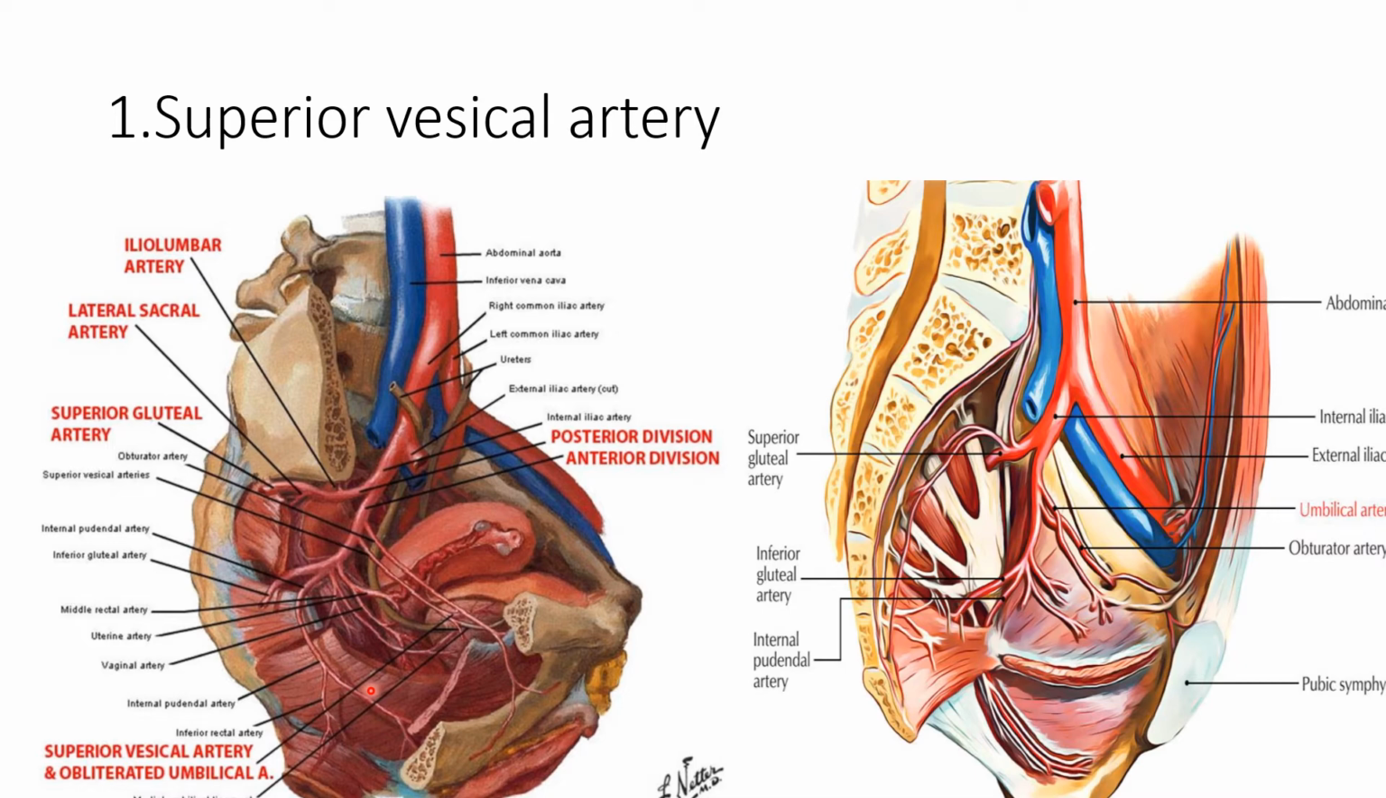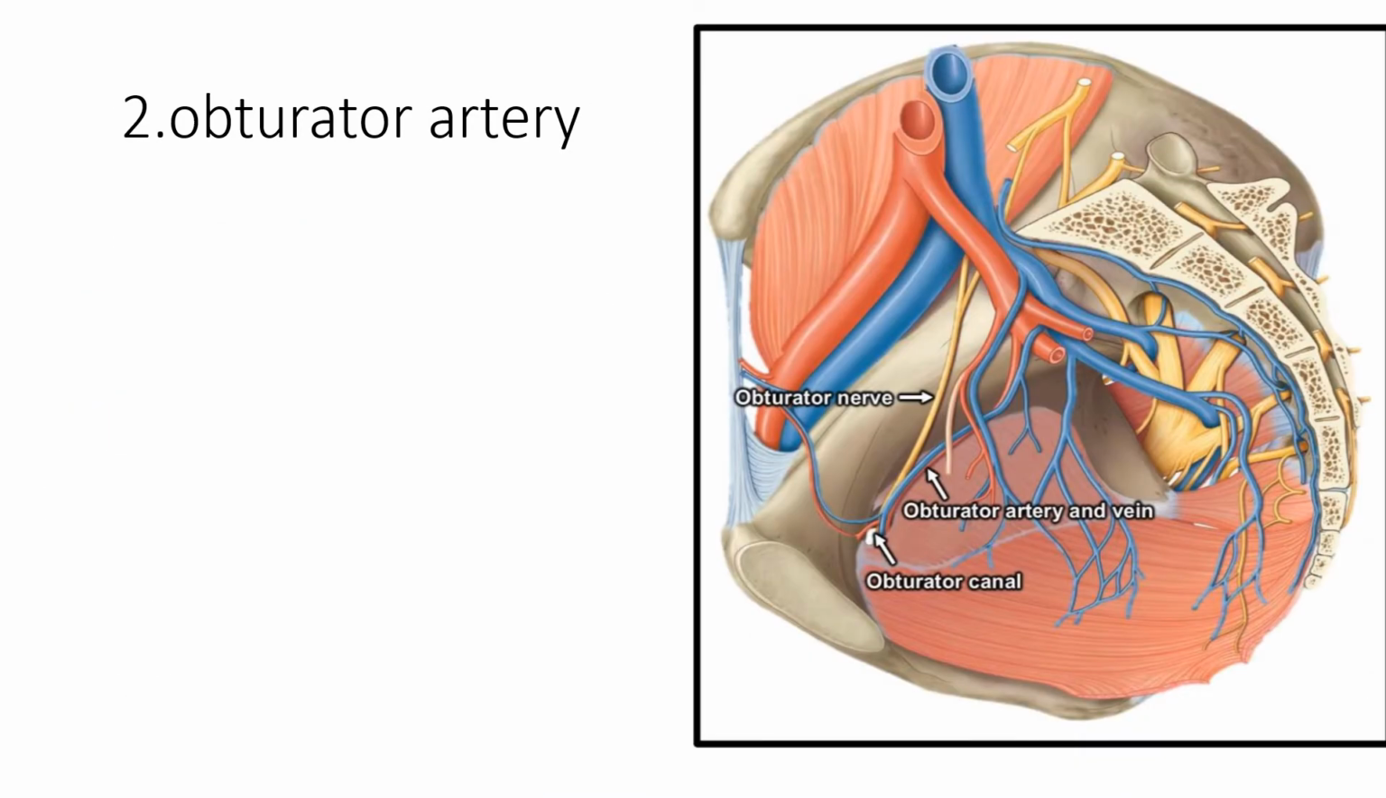So these are the obliterated umbilical artery and superior vesical artery. Here you can see the superior vesical artery and the obliterated umbilical artery. Now the second one, the obturator artery.